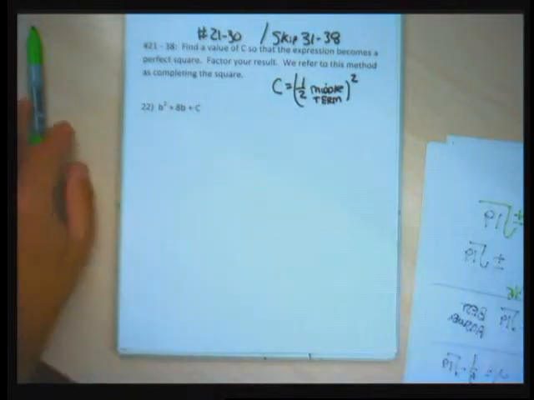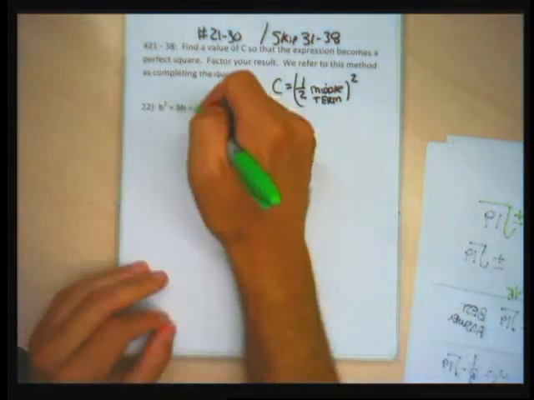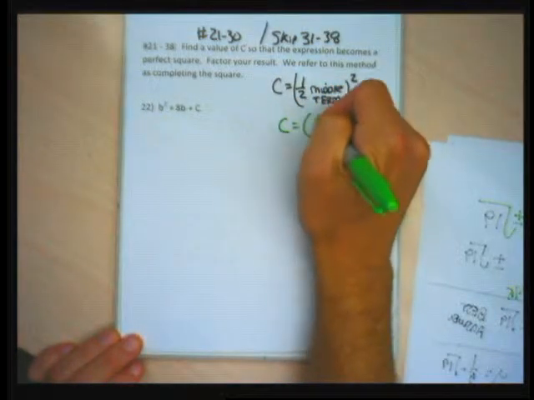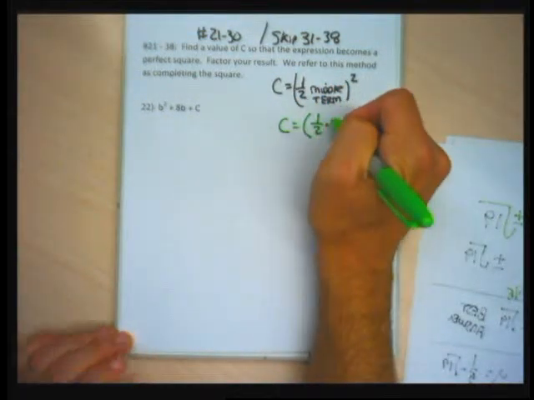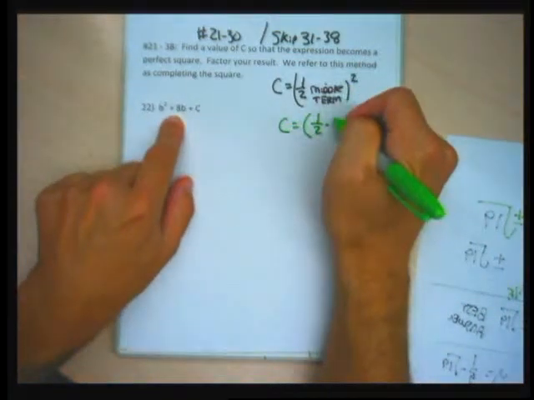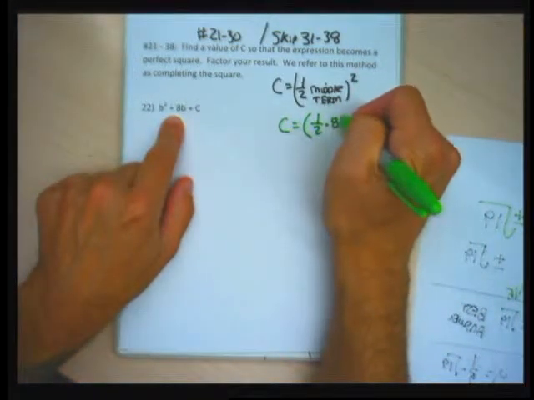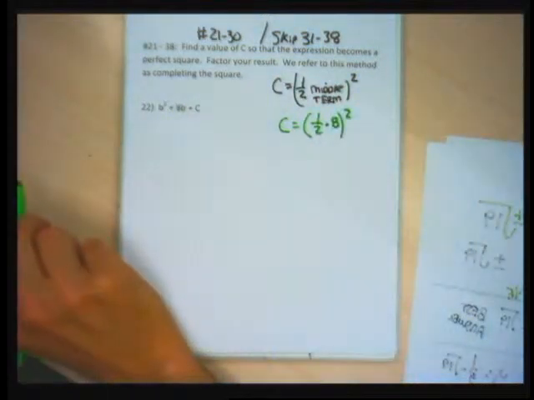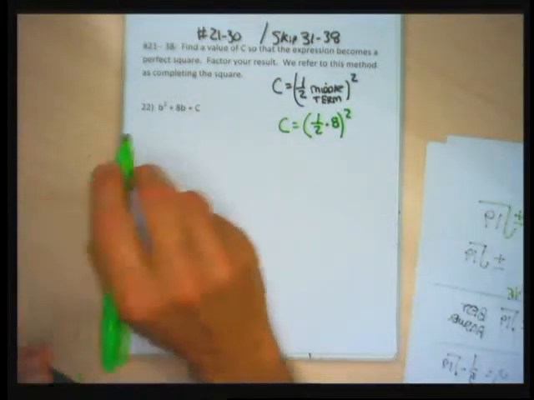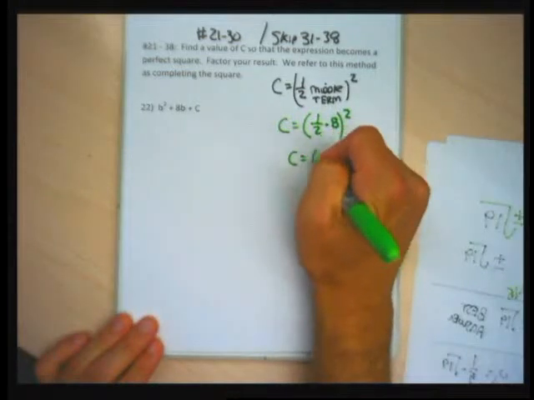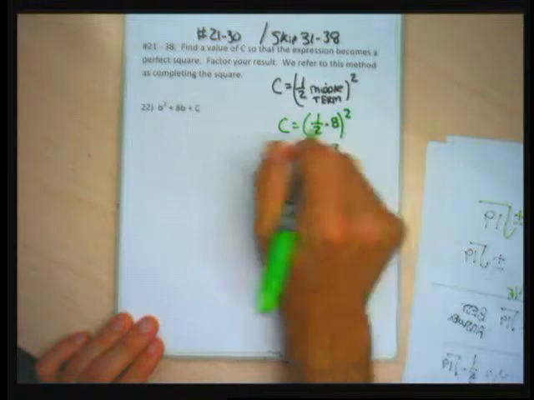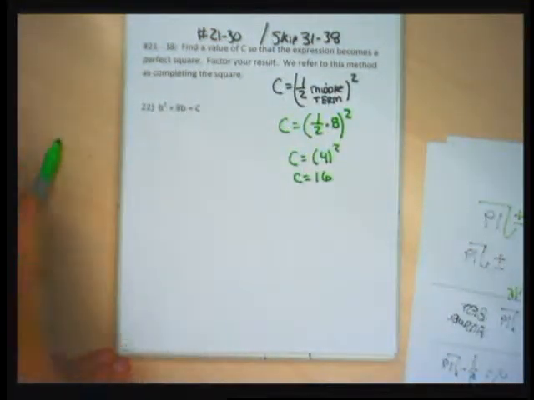In this particular problem, my goal is to replace this c with a number. And the number that I'm going to replace it with is going to be half of the number in front of the middle term. The number in front of the middle term is 8. Half of 8, squared. I can do that without my calculator. I'll do it by hand and then with my calculator. Half of 8 is 4. 4 squared is 4 times 4, which is 16. Let me show you this on my calculator.